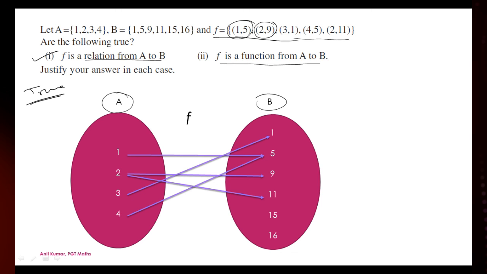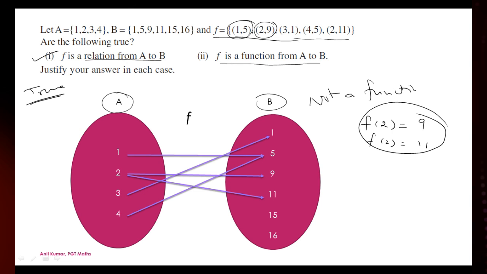But we'll say that it is a function if it satisfies the two conditions, that every x must have a unique image in y. So every x is having an image, but it is not unique. The reason is the value of f(2) is 9 as well as the value of f(2) is 11. So this image is not unique, so it's not a function. So this is only a relation. So every relation may not be a function, but every function is a relation.